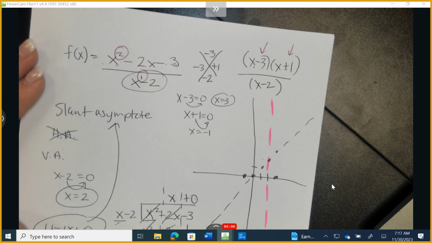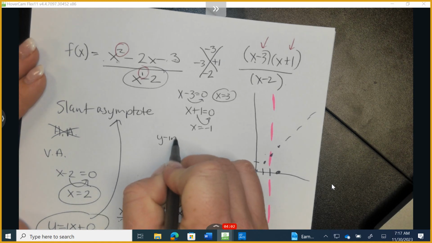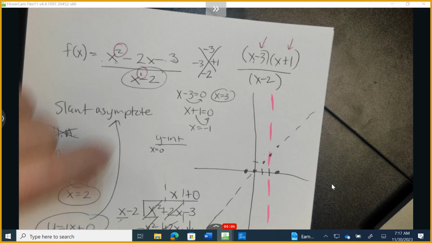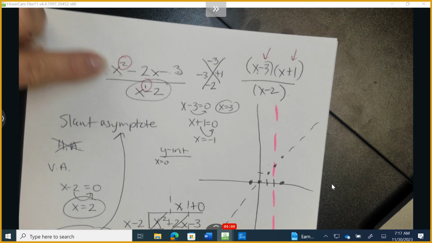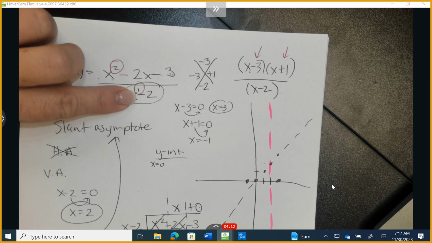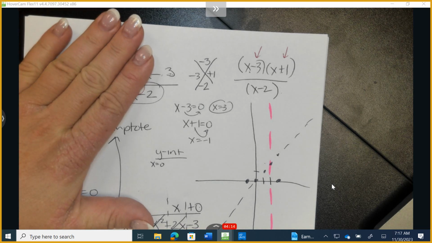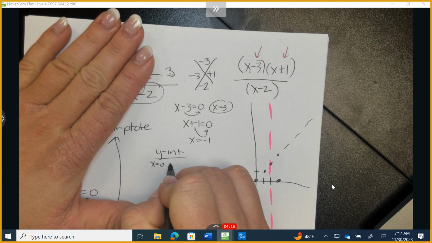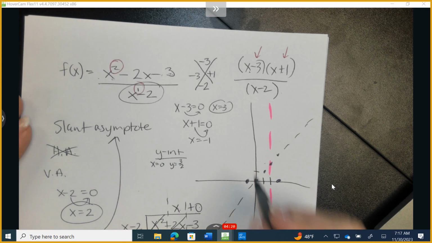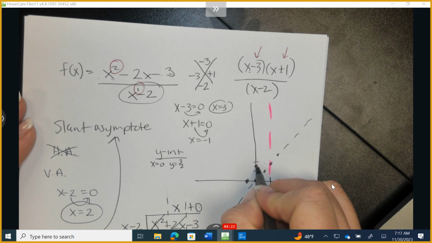Now, how do we easily figure out the y-intercept? The y-intercept is whenever x is 0. So let's just come up here. If I plug in 0, I get 0 and 0. I plug in here, I get 0. I end up with negative 3 over negative 2. Well, negative 3 over negative 2 would be a positive 3 halves, or that's equivalent to 1.5. So go up to 1.5.